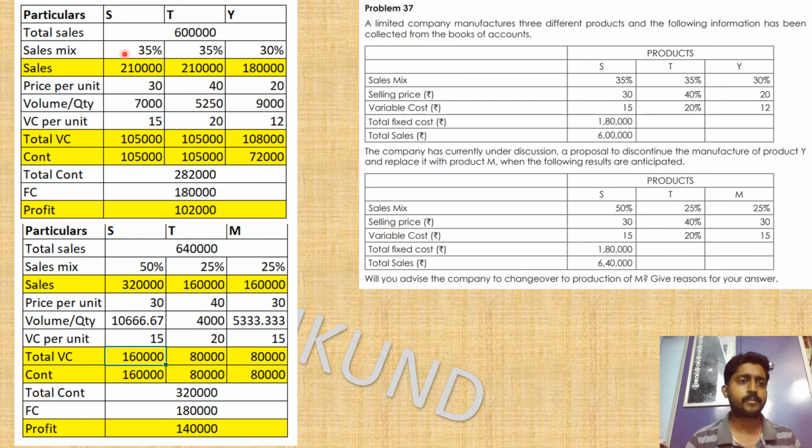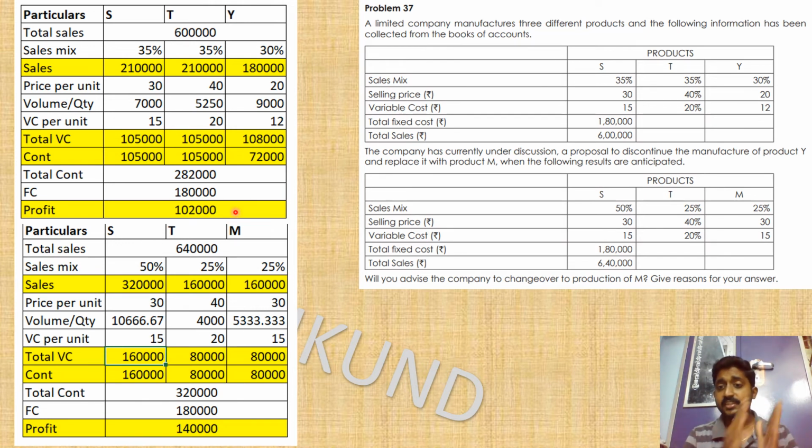So total sales divided by the price per unit is going to give you the volume, or the quantity, or the sales volume. And variable cost per unit is given. Now you know the total quantity for each product, so the total variable cost can be found. The total sales I have highlighted in yellow, and total variable cost you also have. Total sales minus total variable cost is the contribution, and total contribution is 2.82 lakhs. The fixed cost is given in the question already, 1.8 lakh. If you reduce that, the total profit is 1,02,000 rupees.